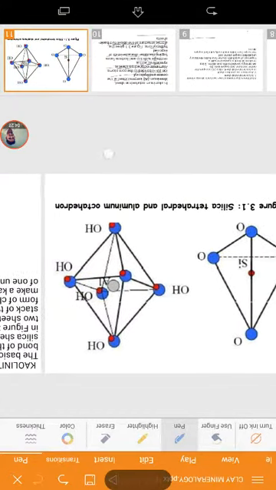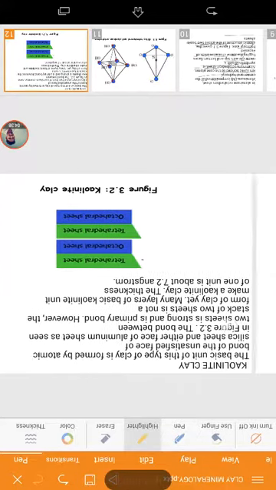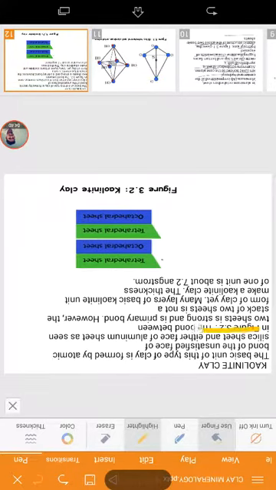Kaolinite clay. The basic unit of this type of clay is formed by atomic bond of the unsatisfied face of silica sheet to the face of aluminum sheet as seen in figure 3.2. The bond between 2 sheets is strong as a primary bond. However, the stack of 2 sheets is not a form of clay yet. Many layers of basic kaolinite unit make a kaolinite clay. One unit is about 7.2 angstrom.